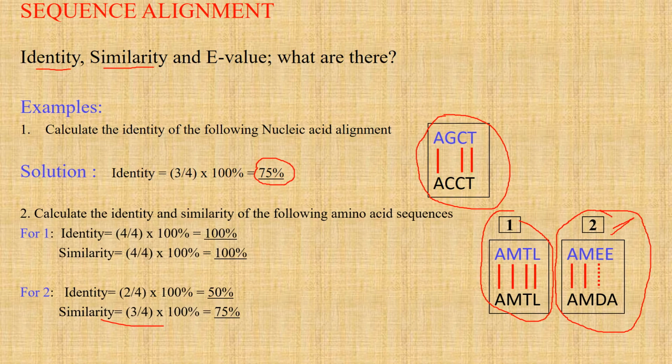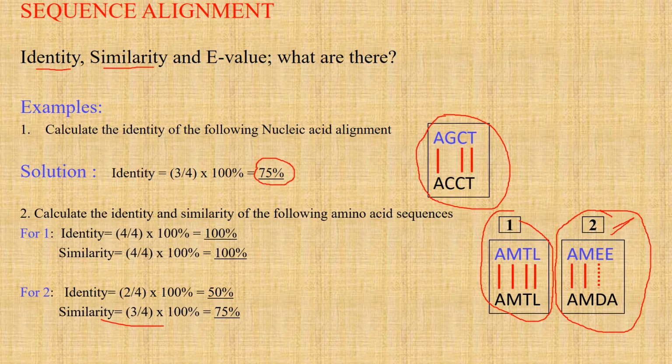So we see that here similarity is greater than identity. Okay, similarity is greater than identity. Now, with amino acids, we see there's a complication that comes in. How do we know how similar an amino acid residue is to another, or what degree of similarity can be compared between one amino acid residue and another?